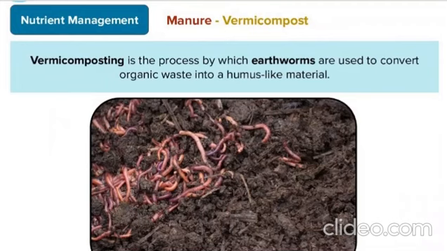Next comes vermicompost. Vermi talks about earthworms. So you might have learned about vermicomposting. It is when earthworms are used to convert organic waste into a humus-like material. All the organic waste, the peels, excreta, everything we're putting, the earthworms are going to feed on it, and once they feed on it, they will convert it into manure. Okay, that is the second type.